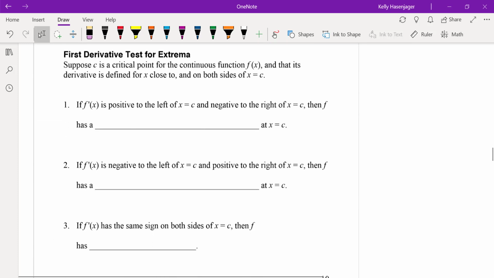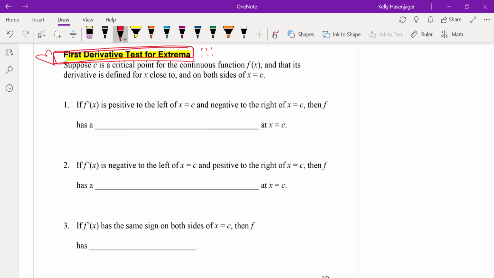And here we have it. This is the moment we've all been waiting for. I don't know about you, but I'm super stoked. This is the first derivative test for extrema. This is amazing, and we're going to fully utilize this the rest of class. So yeah, we're going to learn to love this.